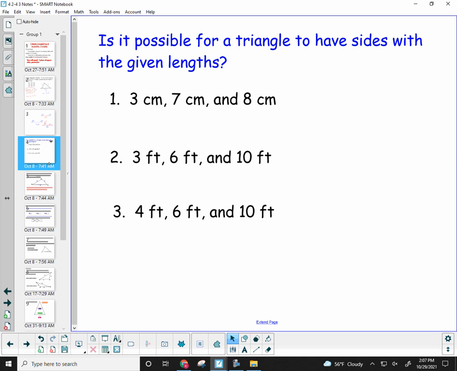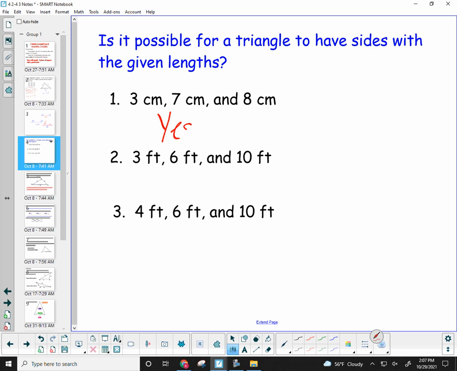Everyone like more time? Okay, how about the first one? Do you need notes? There you go. All right, how about the first one? Does it make a triangle?